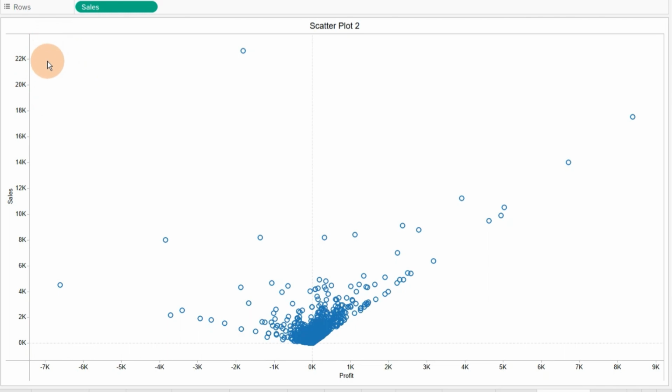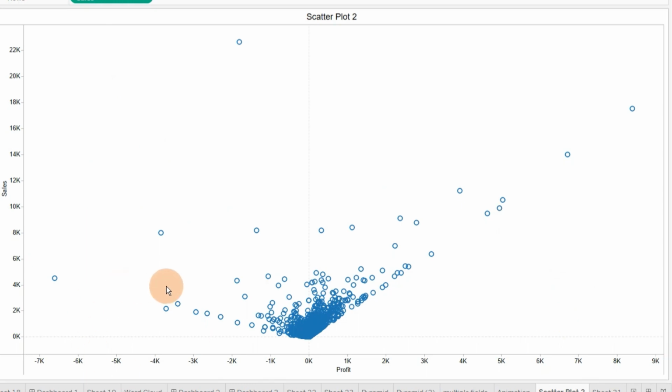Similarly, if I move above to the left upper end area, if any point is lying here, its sales will be highest and profit will be negative. Similarly, in the middle area, if any point is there, sales will be highest but profit will be around 0k. If I move to the right upper corner, here my sales will be highest and profit will also be highest.